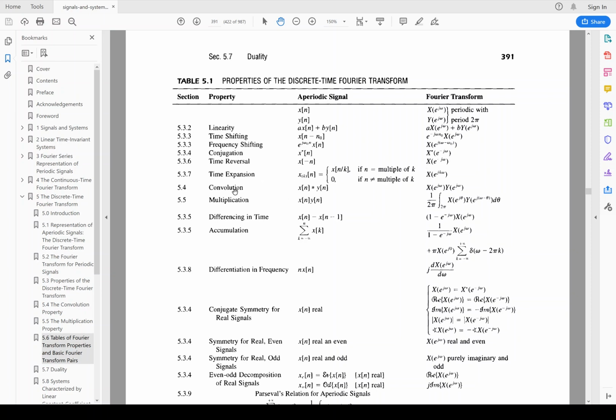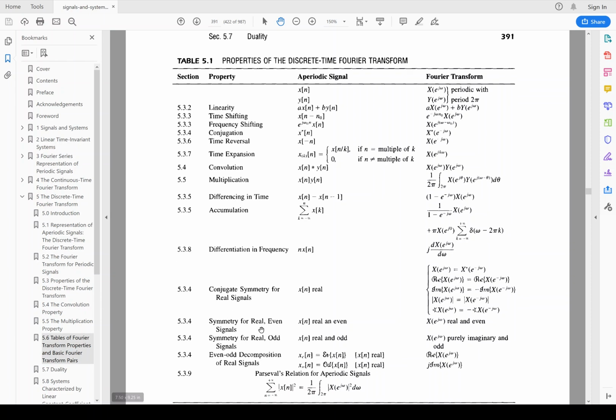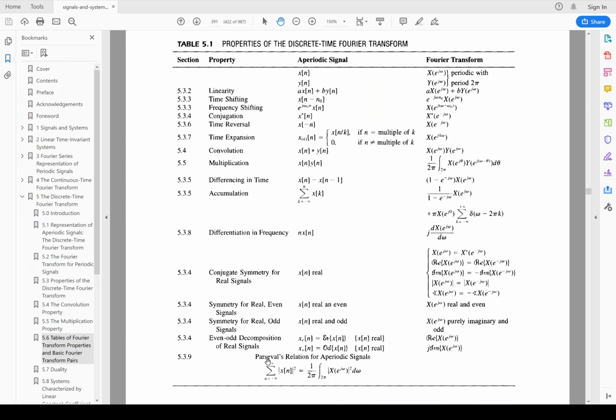Time expansion, we talked about. Convolution and multiplication are dual properties. There they are. Differencing in time we covered. Accumulation we did not, but there it is. Differentiation in frequency, and so forth. And here's the symmetry for conjugation and for real and even signals, and those are the same or very similar to continuous time. And then there's Parseval's relation, which is again very similar to continuous time.